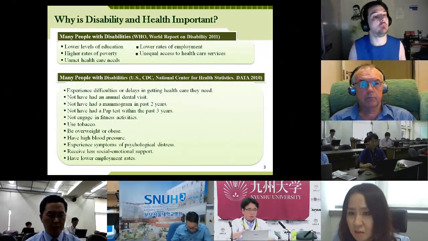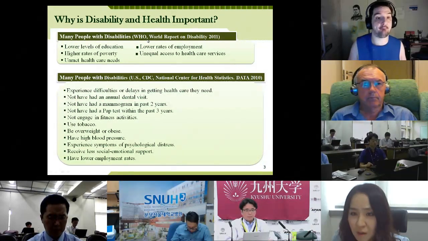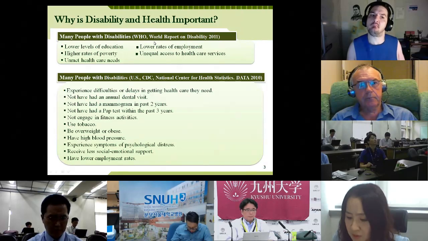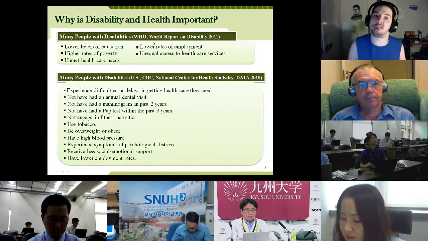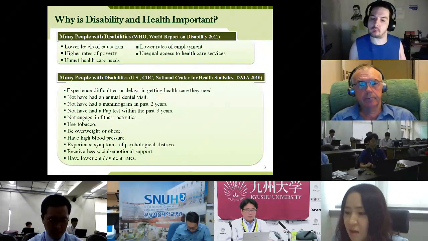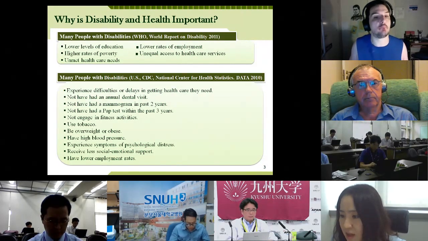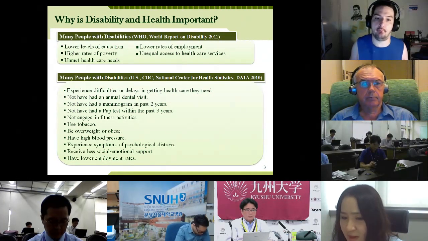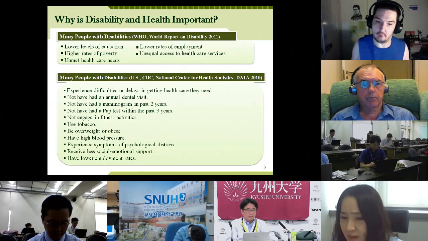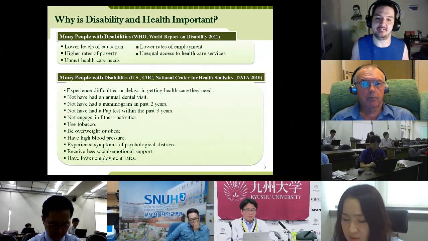So, according to the World Report on Disability by the World Health Organization, across the world, many people with disabilities have lower levels of education, lower rates of employment, higher rates of poverty, unequal access to healthcare services, and unmet healthcare needs than people without disabilities.